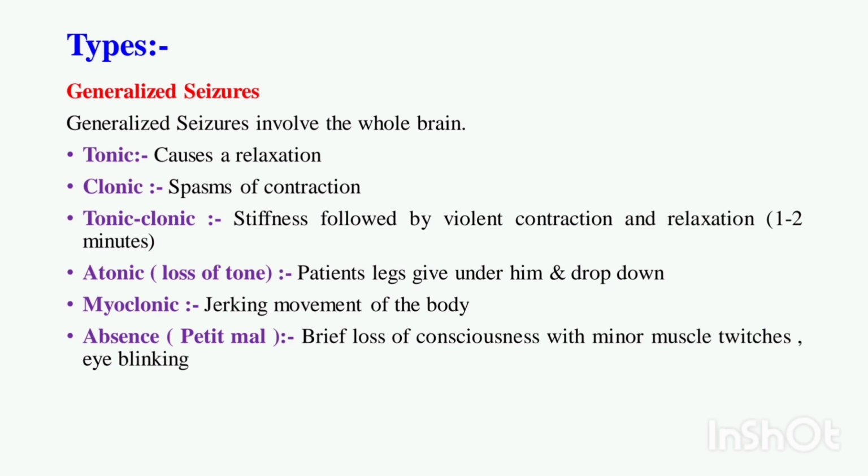Atonic seizure, in that case a person drops down. In myoclonic seizure, a jerking movement of the body occurs. Then absence seizure is also called petit mal seizure. It causes brief loss of consciousness with minor muscle twitches and eye blinking.